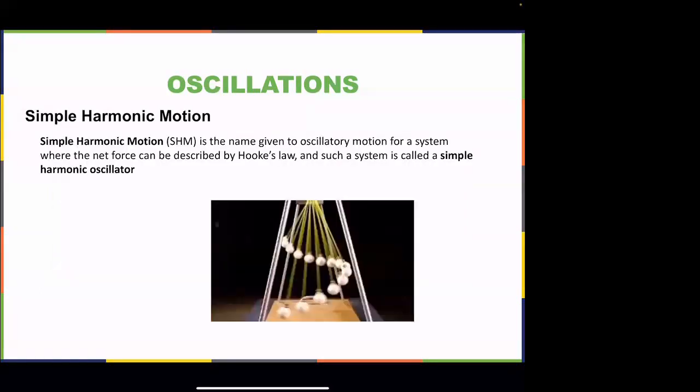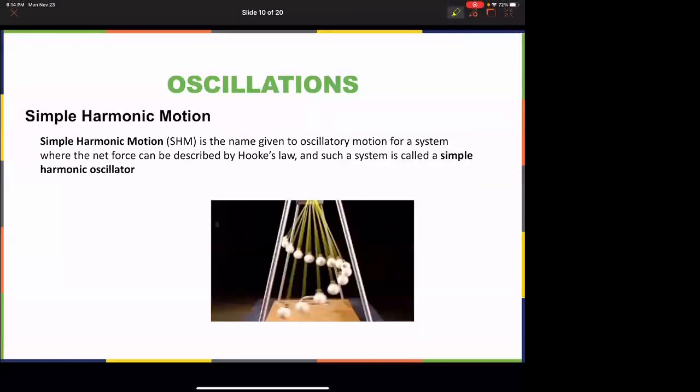Simple harmonic motion, which we sometimes shorten to SHM. This is the name given to the oscillatory motion that we usually talk about. Most of the things that we're doing are simple harmonic motion, which means they have the same amplitude every time. And under ideal conditions, they would never stop going back and forth. They would go back and forth forever. They wouldn't slow down. So that is simple harmonic motion.